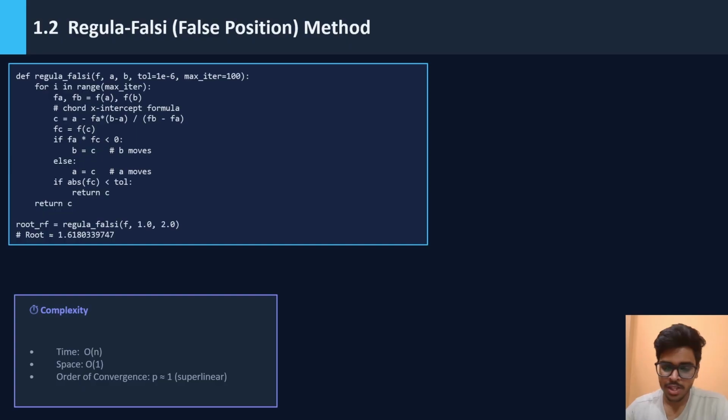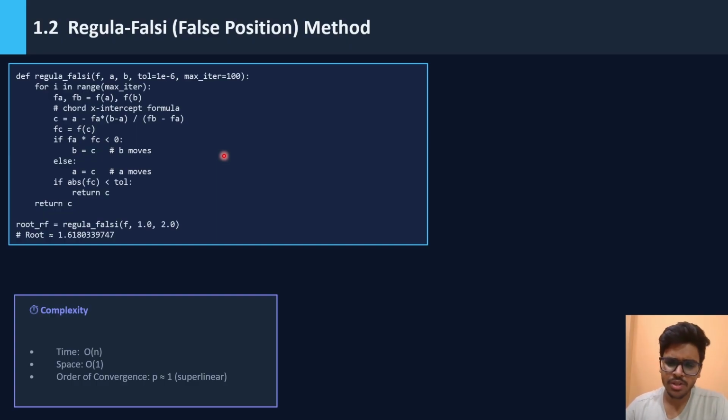Regula-Falsi method. It is also called the false position method. The method is similar to the bisection because it also requires two initial points having opposite signs. But instead of taking the midpoint, it draws a straight line between the 2 points and finds where that line crosses the x-axis. In the code, the formula is c equals a plus f(a) multiplied by (b minus a) divided by (f(b) minus f(a)).